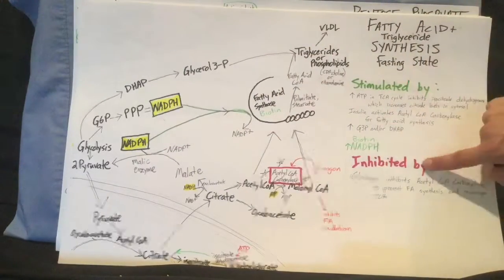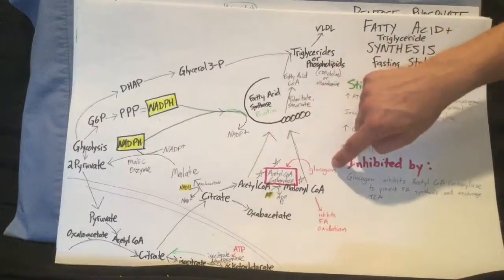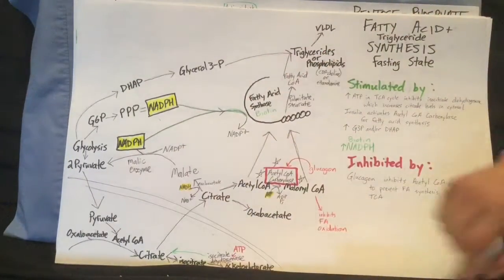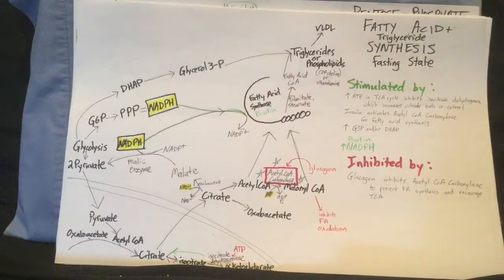So those are important as well. Once again, the main way this is inhibited is by glucagon because it blocks this and it says, let's get all this back into the mitochondria and make some energy that way. We don't need to store it right now.